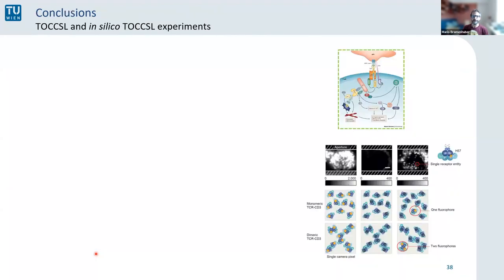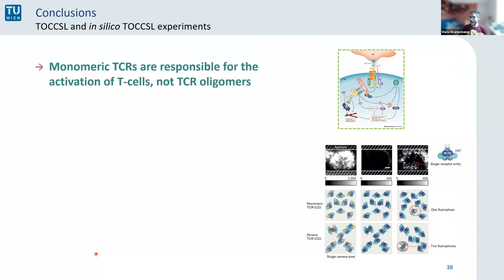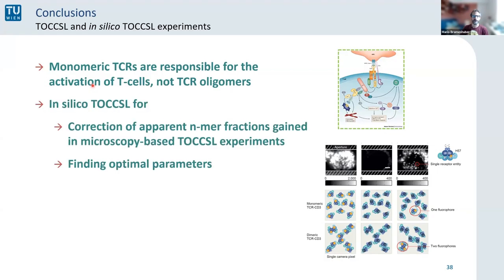Okay. With that, I would like to make just a one slide conclusion. So from the T cells, because this is how I started, and I would also like to end, for the T cell receptors, we know that the monomer T cell receptors are the ones which interact with the peptide MHC and which lead to final T cell activation. There are no T cell receptor oligomers involved in the very initial signaling process.